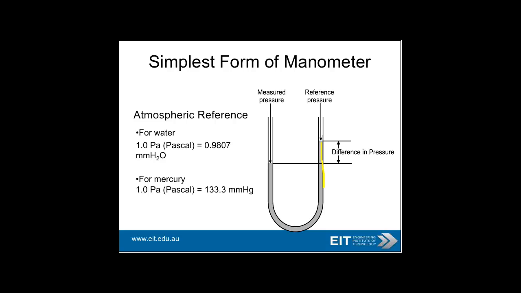Here's 1 Pascal, 0.9807 is the atmospheric reference. So your measured pressure comes in here, and your reference pressure is over there. So you look at the difference in pressure. Obviously, the pressure is pushing down, and of course, mercury has a fairly significant weight.